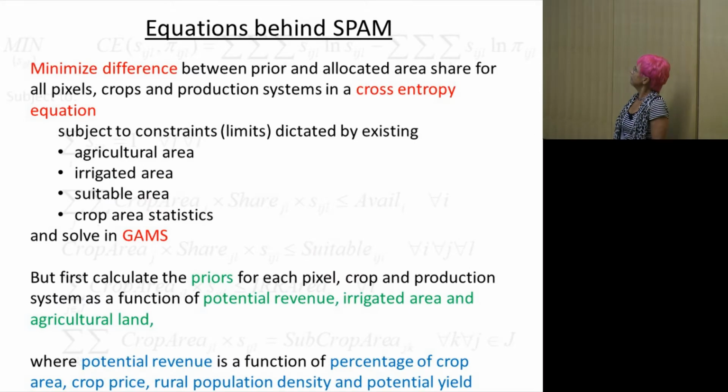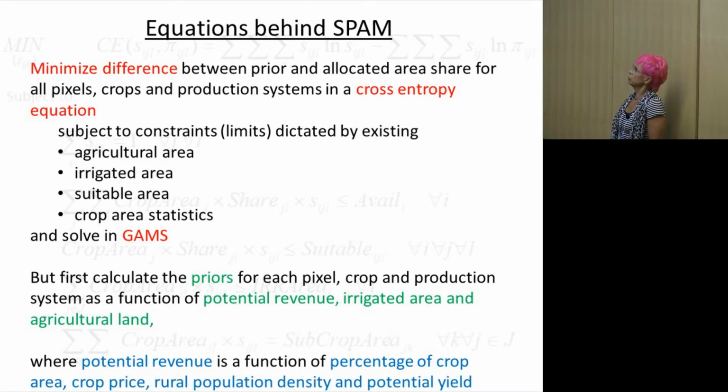The equations behind SPAM, if you look very carefully, they are written in a very faint gray in the background. But to summarize in a non-formulaic way, is to minimize difference between prior and allocated area share for all pixels, crops, and production systems. We use a cross-entropy equation, which is subject to constraints dictated by existing agricultural land, irrigated land, suitable areas, and crop area statistics. And all this is solved in GAMS.